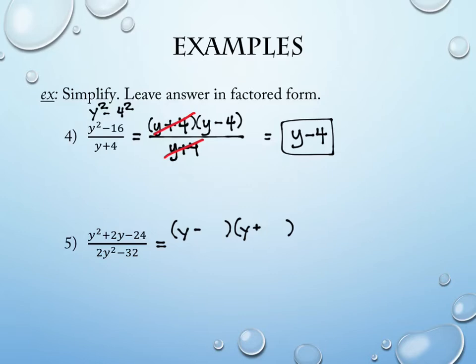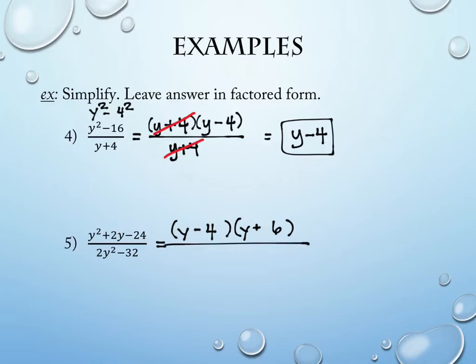I need the numbers that multiply to 24 and add or subtract, since one's positive, one's negative, to 2. 6 and 4 will do it. So I would have positive 6 and negative 4. And the reason those are the ones that work is because the inside is negative 4y, the outside's positive 6y, that adds to 2y. That's what I wanted.